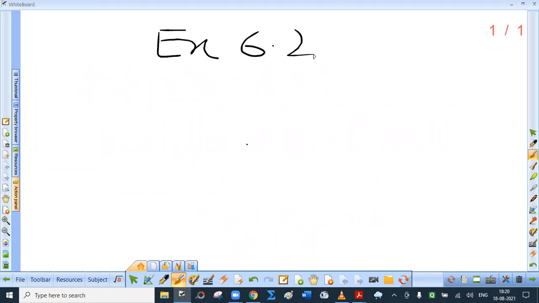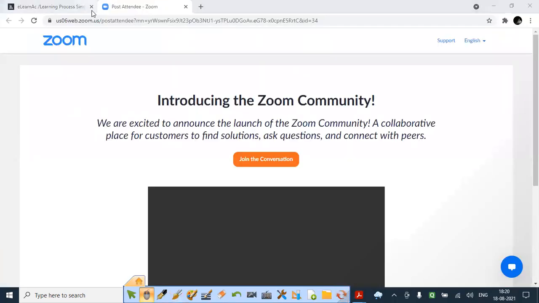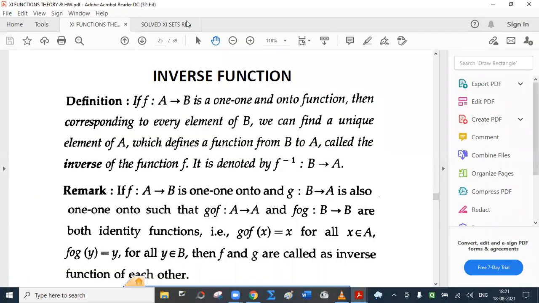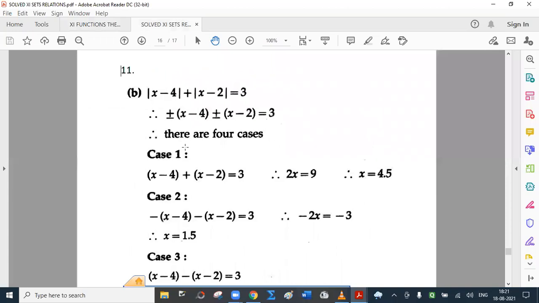I think 11th sum, we have done A part. Now we have to do B part. This is very interesting. Let me explain. You have to listen to me. Do not write, but please do write after the lecture. Mod of x minus 4 plus mod of x minus 2 equal to 3.